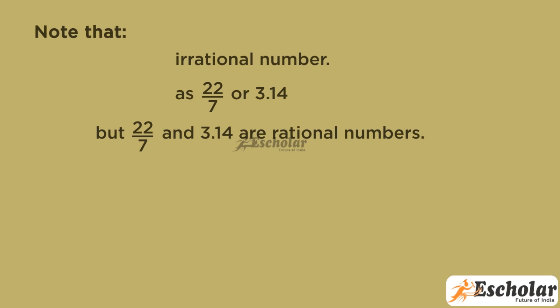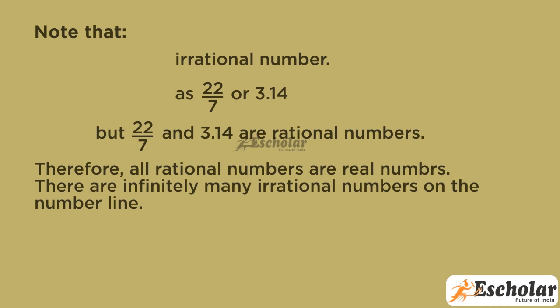Note that we have learned that pi is not a rational number. It means it is irrational. For calculation purposes, we take its value as 22 upon 7 or 3.14, which are very close to pi. But 22 upon 7 and 3.14 are rational numbers. Therefore, all rational numbers are real numbers. There are infinitely many irrational numbers on the number line.